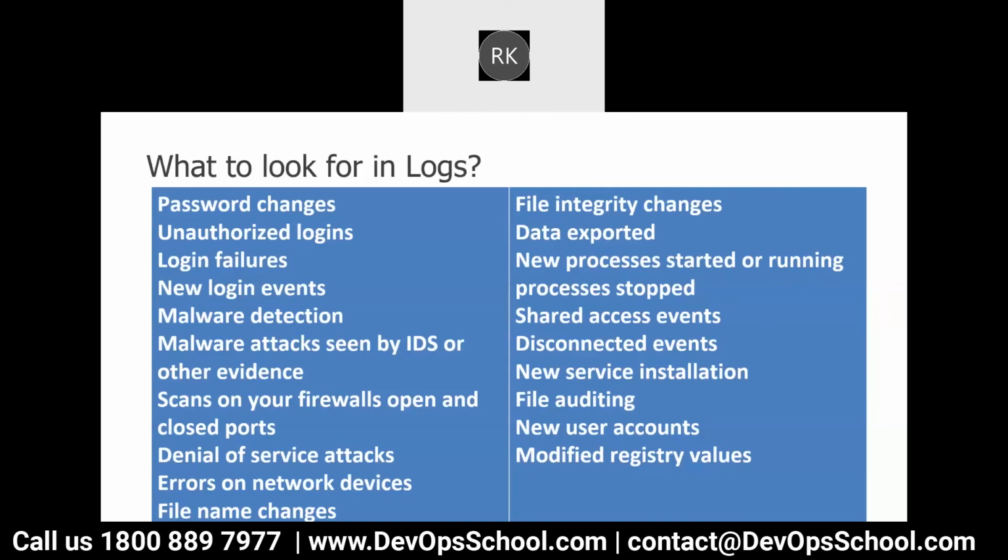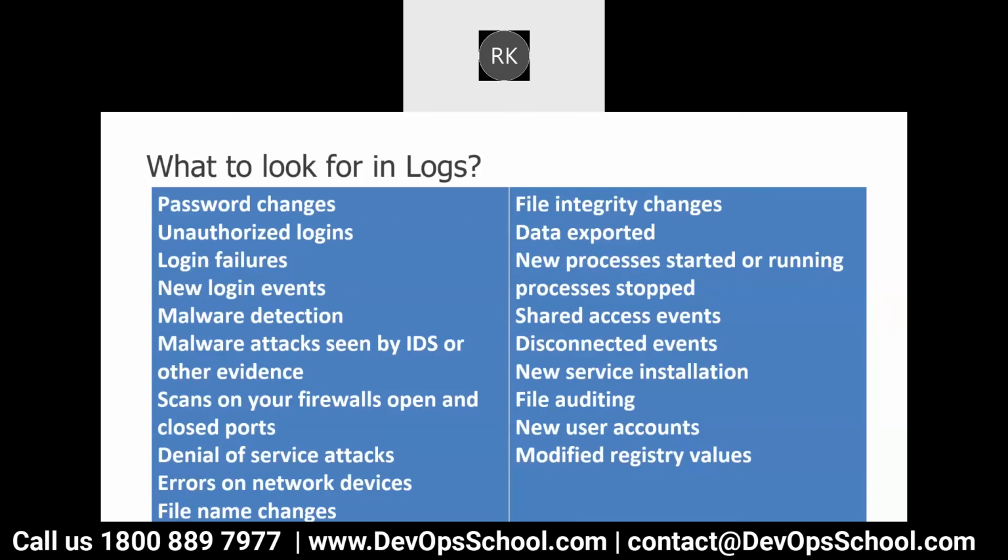So I need to check through the system logs: process stopped, shared access events, disconnected events, someone has installed a new service, file auditing, user account information, registry values, and all stuff like that. What to look for in the logs, you have to decide based upon your project requirements and logic. You will think through that. No one can teach you this logic. Your understanding of the system, the application, and the requirements will create an algorithm in your mind. Are you understanding, all of you?